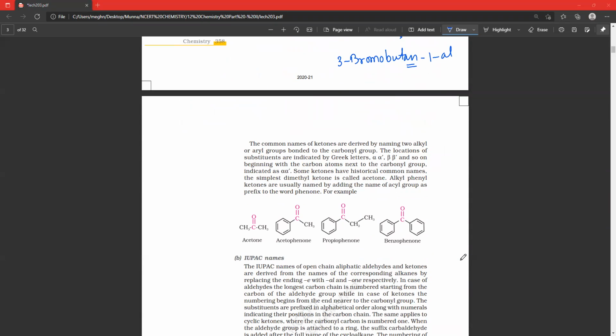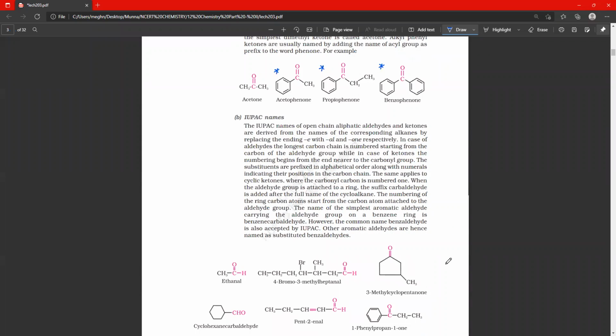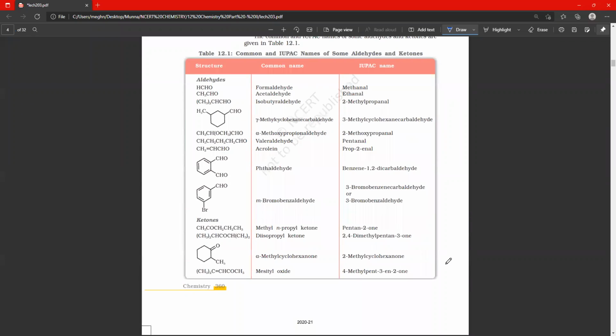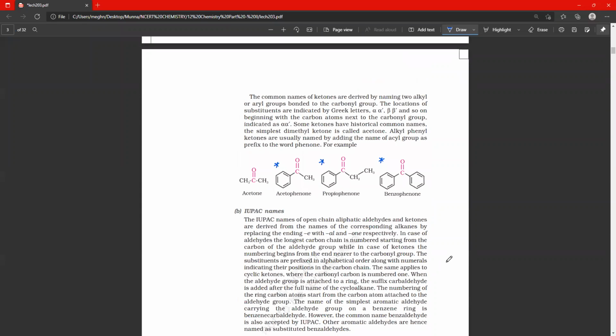Next is ketone. See, these three are very, very important. Acetophenone, propiophenone, benzophenone. Number of times you are going to get these questions. Okay. The IUPAC name of this compound, you all are going to write. Acetone, I think all of you can write this one. Propan, 2-one.